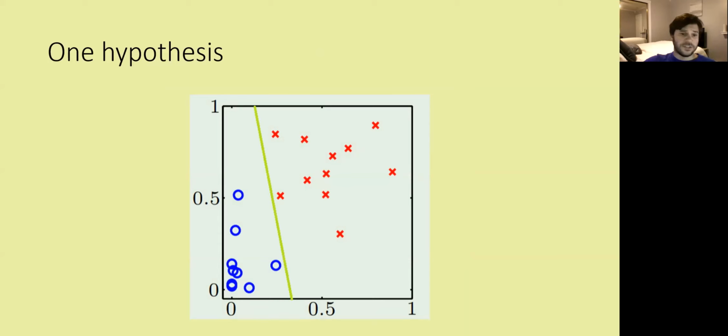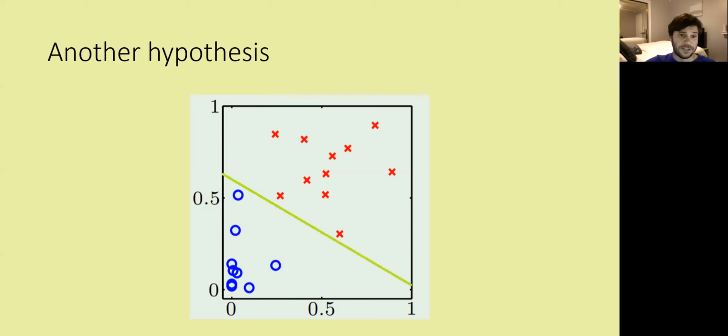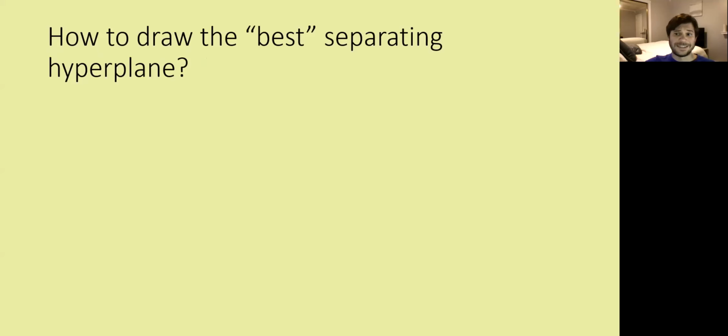But you'll notice there are really an infinite set of possible hypotheses. Here is a different hypothesis that separates the data. So which is better? Is it the first one? Is it the second one? Or are there other ones that are better? We need to think about what is the criteria that makes one hypothesis better than another. So that's really the question at hand here, is how do we draw the best separating hyperplane?